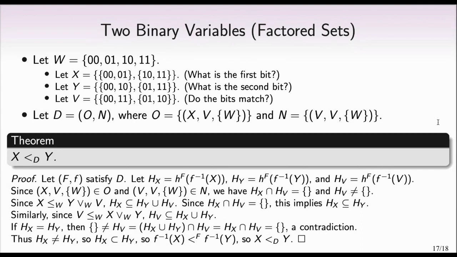But the history of V, since it's a subset of the history of X union the history of Y, is equal to the history of X union the history of Y, intersected with the history of V. Which, if the history of X equals the history of Y, is just the history of X intersect the history of V, which is the empty set, a contradiction. So the history of X is not equal to the history of Y, and we get that the history of X is a strict subset of the history of Y, which means that X is before Y in all of our models.